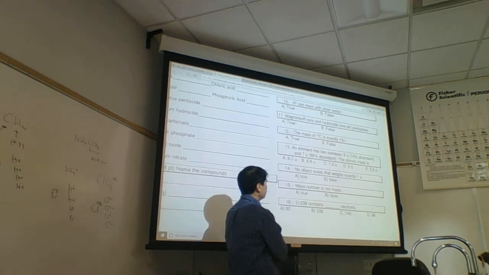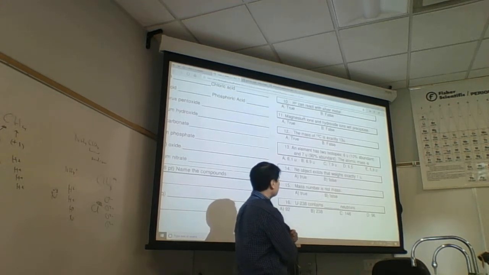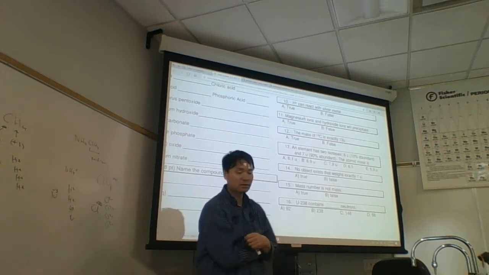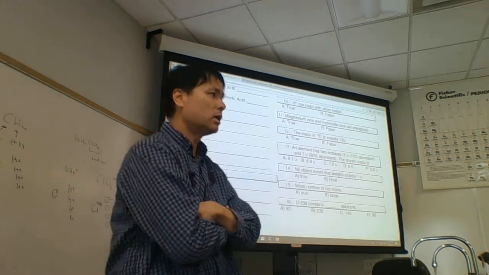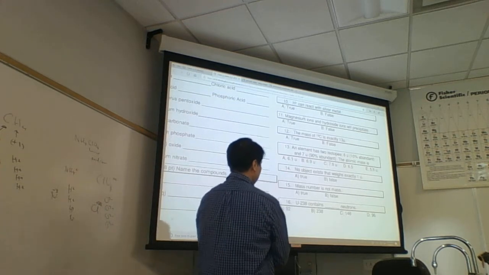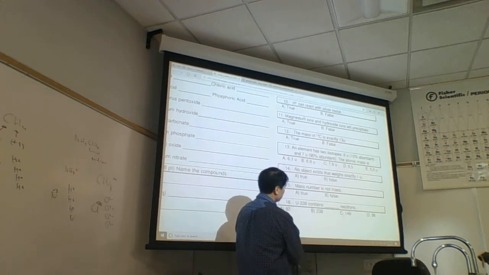Let's go to 14. No object exists that weighs exactly 1 U. It's true. Mass number is not mass. That's true. What is the mass number defined as? Number of protons plus the number of neutrons. The mass number is not a mass, it's a number. It's the number of protons plus the number of neutrons. But it's close to the mass because the protons and the neutrons weigh about 1, and they make up almost the entire mass of the atom. So it's close to the mass, but not mass.